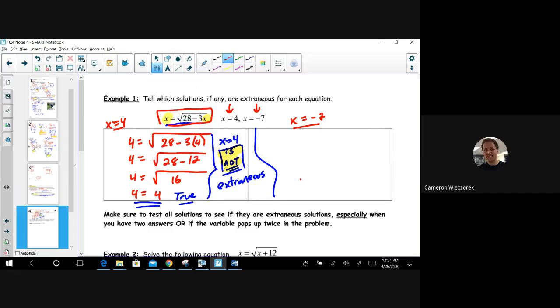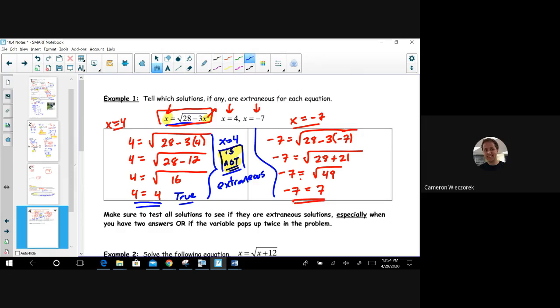Let's try -7. All I'm going to do is the same thing, except everywhere I see x now, I'm going to be subbing in -7. So -7 equals the square root of 28 minus 3 times -7. I'm going to do everything underneath the radical first. 28 plus 21, negative times a negative. This is rad 49. And that's a perfect square. The square root of 49 is 7.